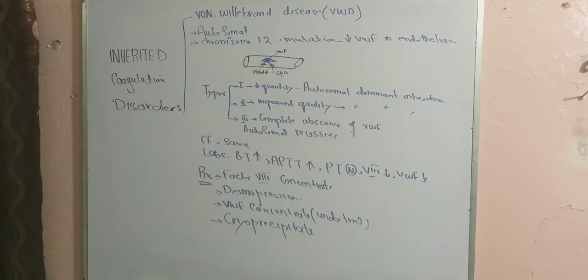For example, von Willebrand disease is transmitted because of a defect or mutation on chromosome 12, where the gene is located which encodes for the von Willebrand factor formation in the endothelium. So because of the mutation or defect there, there is decreased or impaired formation of the von Willebrand factor. What is the role of the von Willebrand factor?